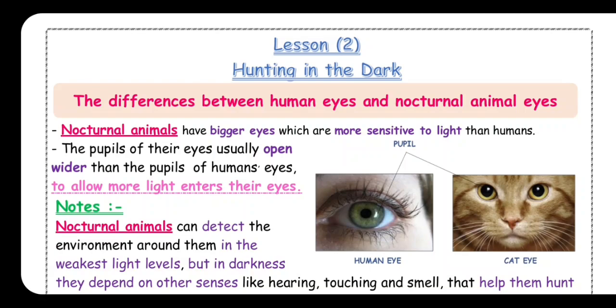Look at the two pictures here. You will see black dots or black points in the human and the cat eyes. These black points are called pupils. The pupil of the eyes of nocturnal animals usually opens wider than the pupil of the human eye. In the human eye, the black point will be a dot, but in the cat eye it will be wider or bigger. Why? To allow more light to enter their eyes.